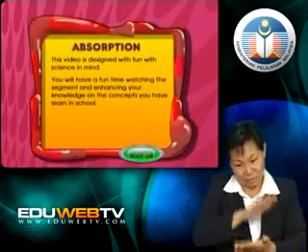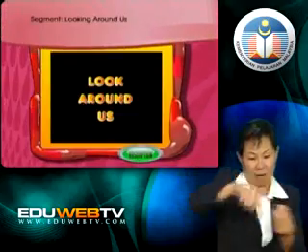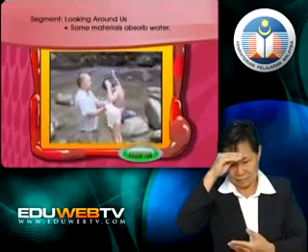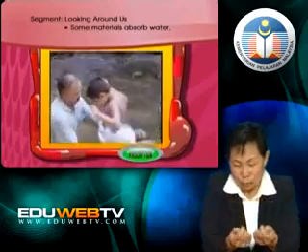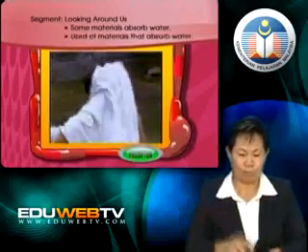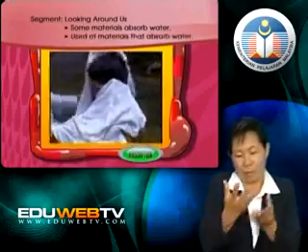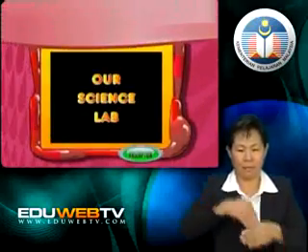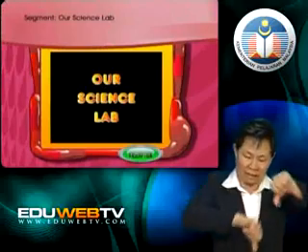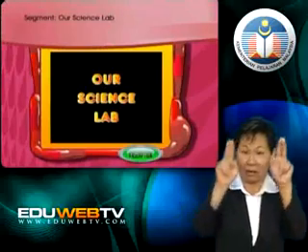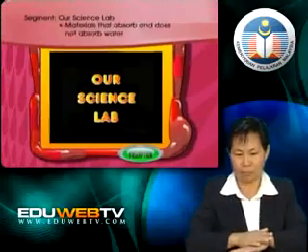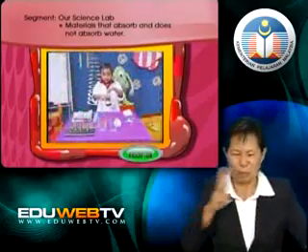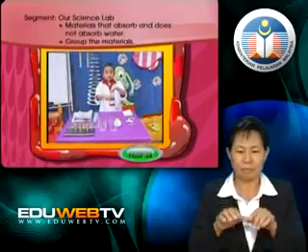school. In segment Looking Around Us, we will learn some materials absorb water. Uses of materials that absorb water. In segment Our Science Lab, we will carry out an experiment on materials that absorb and does not absorb water. Group the materials.